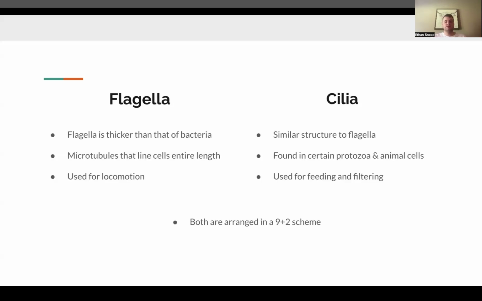What is a 9+2 scheme? A 9+2 scheme is a cross section that reveals 9 pairs of attached microtubules. These microtubules are surrounding one single pair. I'm sorry, one central pair.